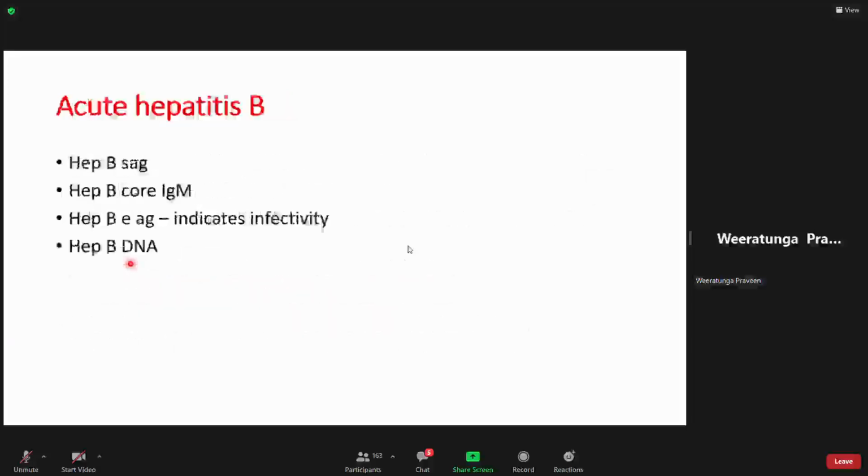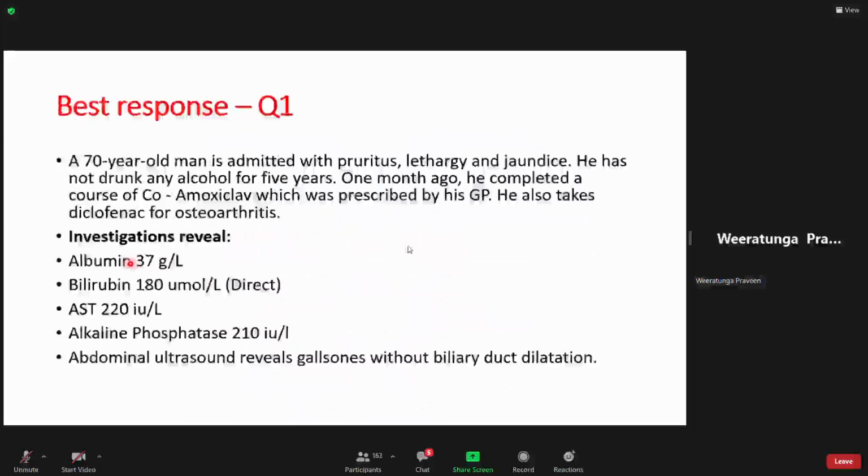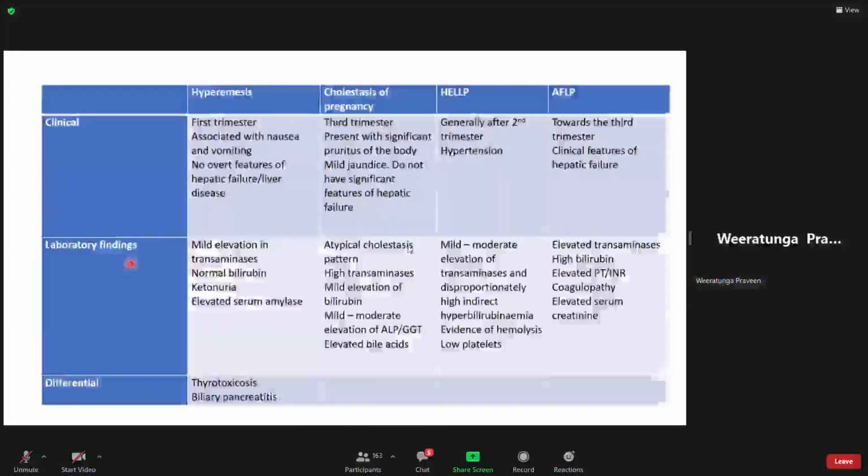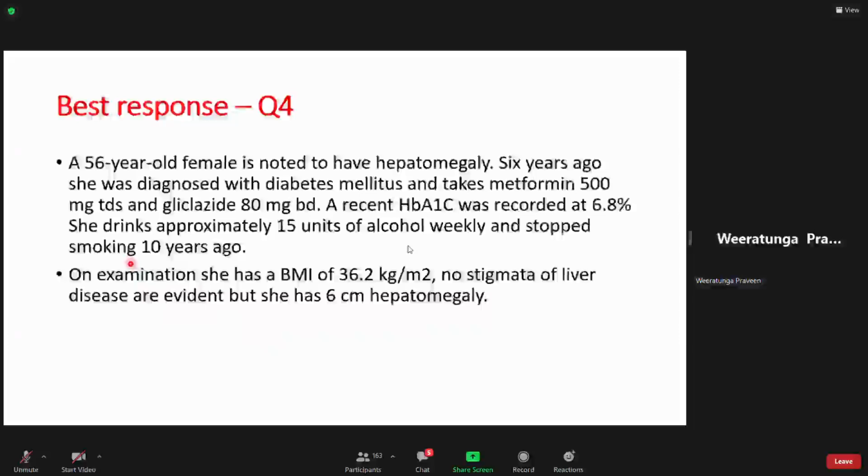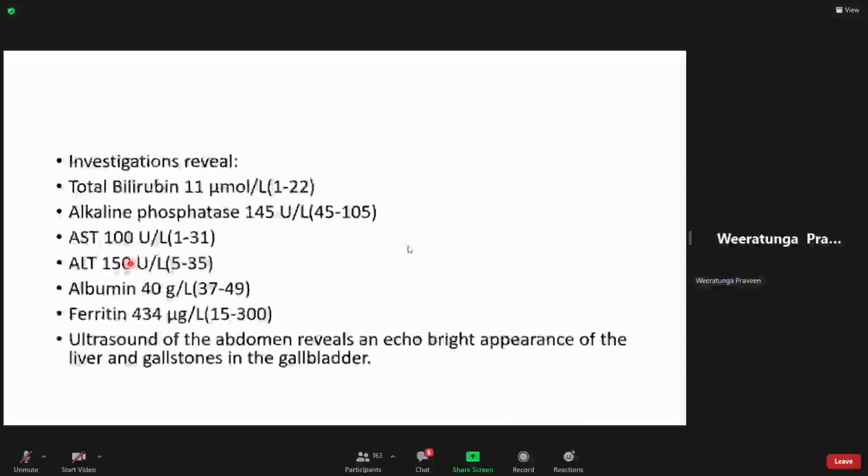That is what I'll do, I'll put in some more MCQs about hepatitis when we do infections, but this is essentially it. Sorry. Any questions up to now? I think what we have left now are four best response MCQs.